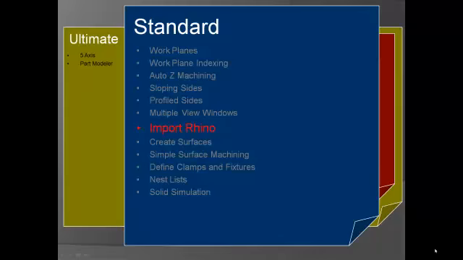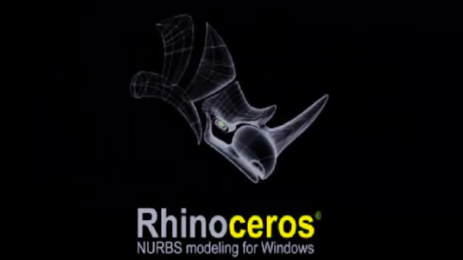In addition to the file types available at the essential level of Alphacam, you can import 2D or 3D drawings from the Rhinoceros design software package.